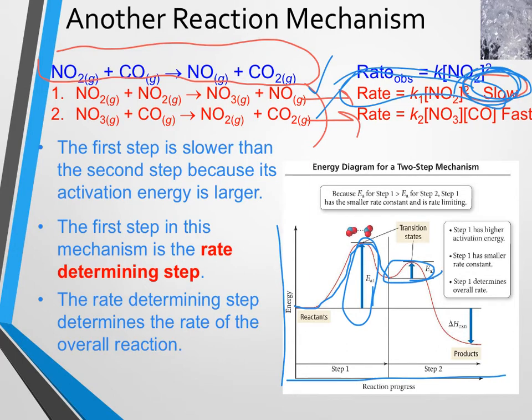Now, notice here that the activation energy for the second step is from the intermediate that's formed after the first step up to the top of the second energy barrier. So if you're finding the activation energy of a second, third, or fourth step, don't go all the way back to the energy level of the reactants to figure it out.